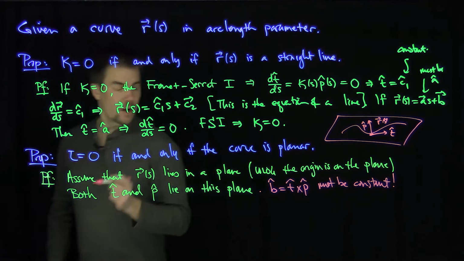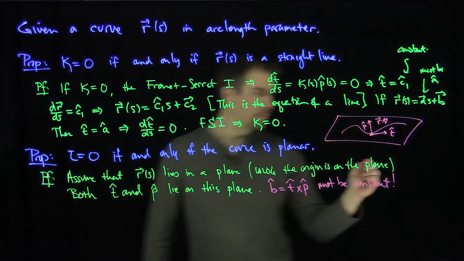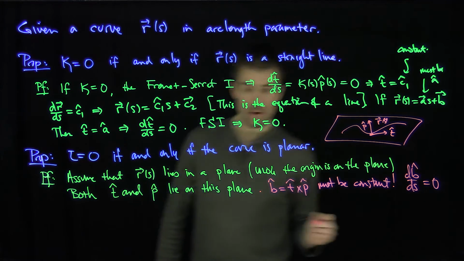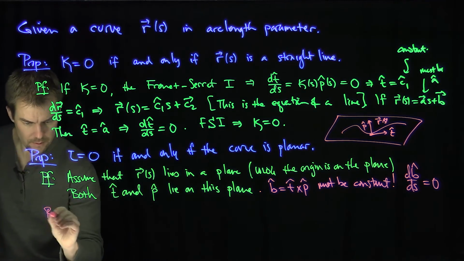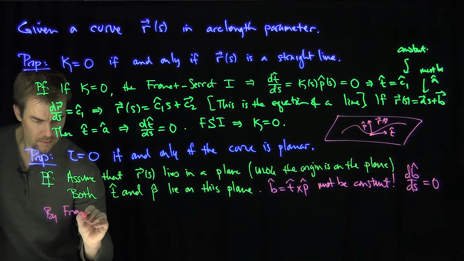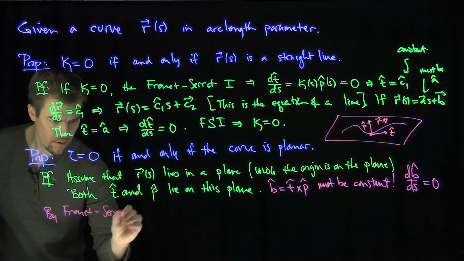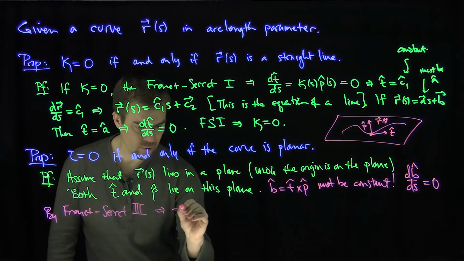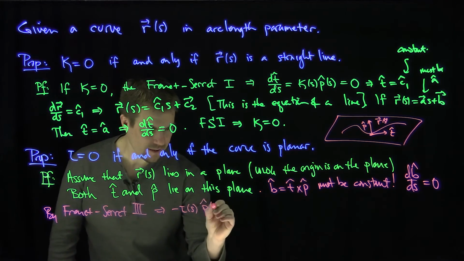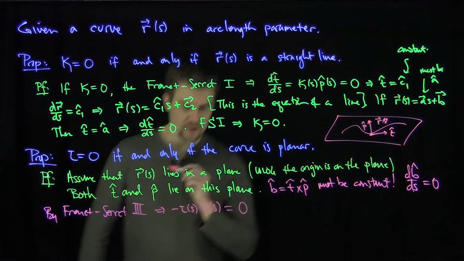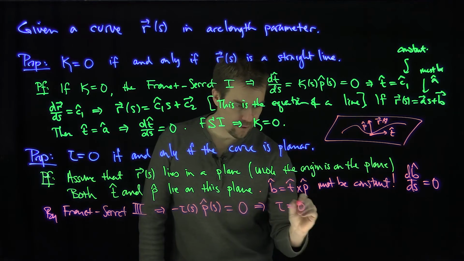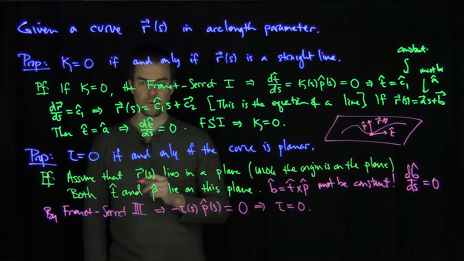Okay? So therefore dB/ds is equal to zero. But by Frenet-Serret number three, this implies that negative torsion of S times N hat of S is equal to 0, which forces, since N hat is not 0, this forces the torsion to be 0. So if you're a planar curve, your torsion is automatically 0 by Frenet-Serret number 3.